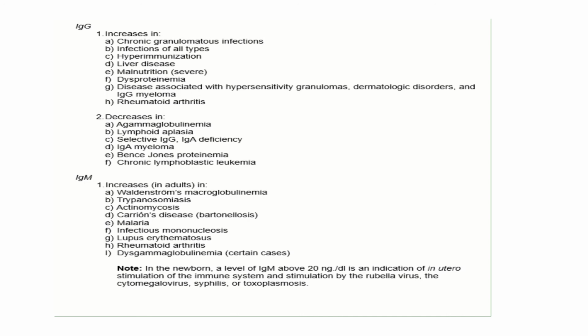Small notes about this IgM antibody in the newborn. A level of IgM above 2 nanogram per deciliter is an indication of in utero stimulation by infection. This infection stimulates the immune system, such as rubella virus infection, cytomegalovirus infection, syphilis, or toxoplasmosis. These we call the TORCH infections.